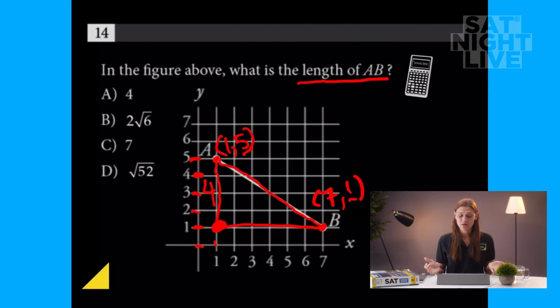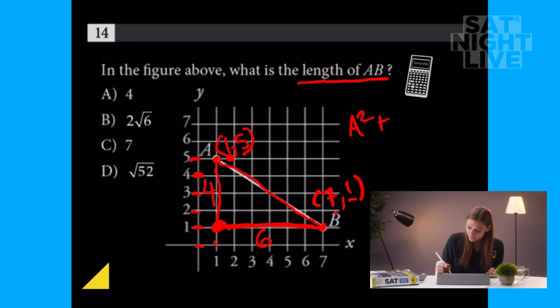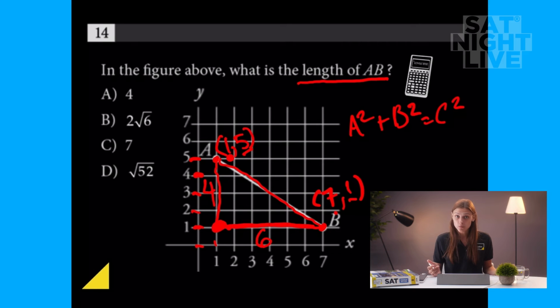And then we can figure out the base of it. So now we want to get the difference between our x's. So we have points 1 over here and 7 over here. So 7 minus 1 is 6. All right, now this is looking like we might be able to do something non-distance formula related. We've got our height, we've got our base, and we've got the good old Pythagorean theorem. So a squared plus b squared equals c squared. And remember, c is always going to be your hypotenuse, which in this case is the line AB.